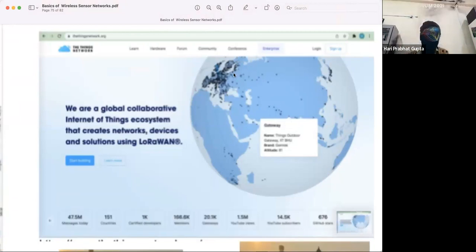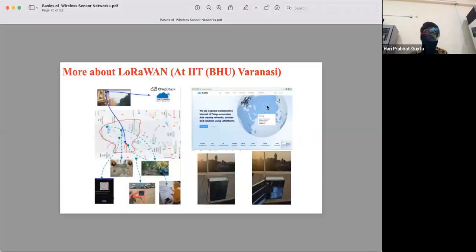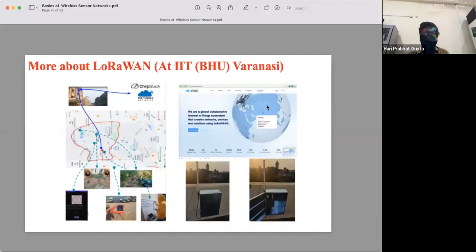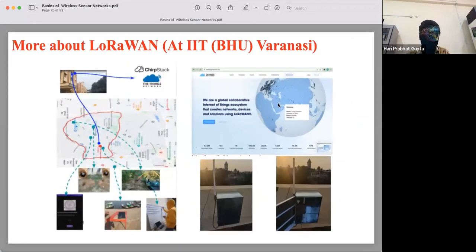You can see that most of the European countries use LoRaWAN right now. They have their own gateways and they can communicate and use it perfectly. So outside India, in European countries, they use LoRaWAN perfectly to transmit data. This red color indicates the region of LoRaWAN coverage in IIT BHU. We tested it, and yes, it is working perfectly.